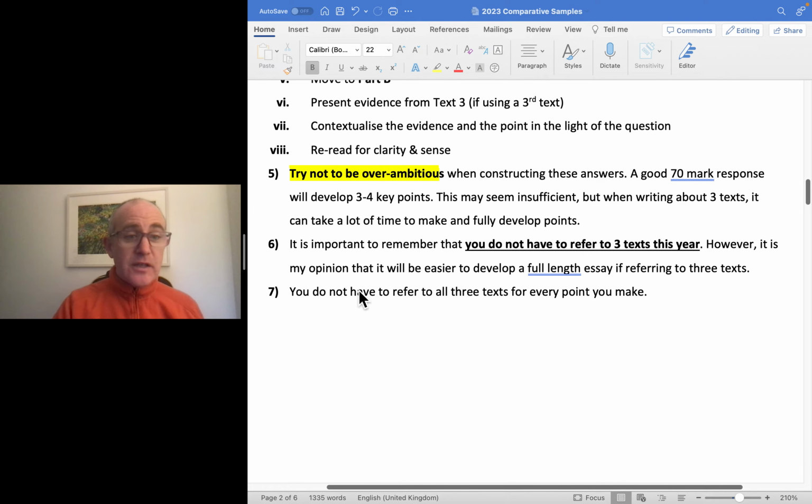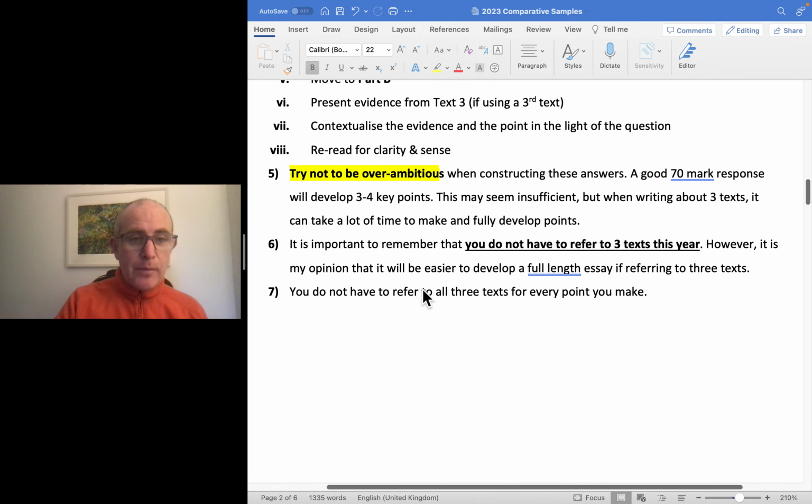In your comparative essays, you don't need to be over ambitious in terms of the number of points you're going to make. 3 or 4 good points really will give you a good essay. If you think about an opening paragraph, if you're going to write one, don't always need to. A closing paragraph, and then if you develop 4 points following the A and B structure, that's 8 development paragraphs following the RIC rules. You're going to do okay.